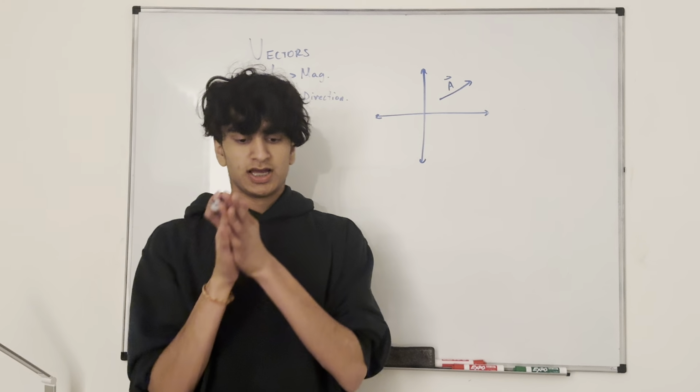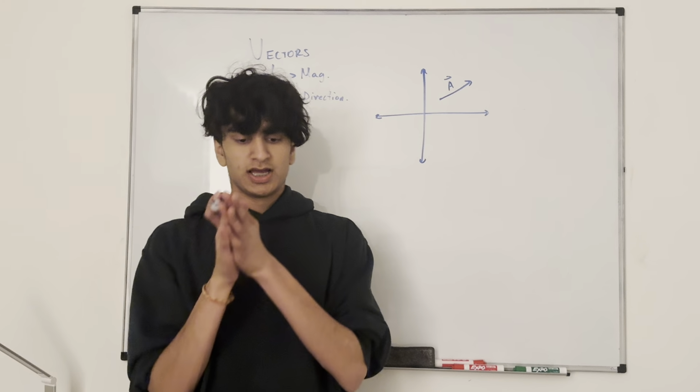Let's say this component is 3 units that way, and this component is 2 units up. I can write the vector as A equals 3, 2. This means 3 is the component in the x direction, and 2 is the component in the y direction.